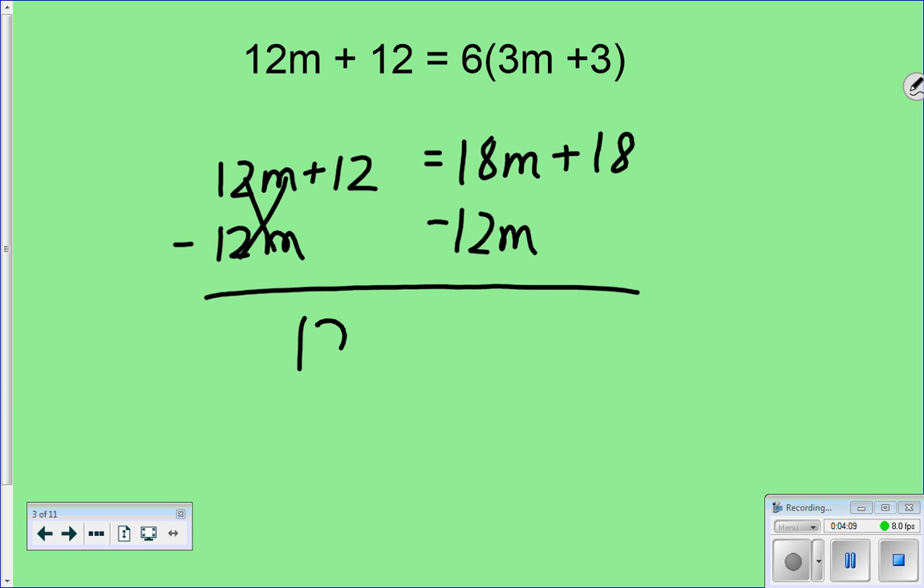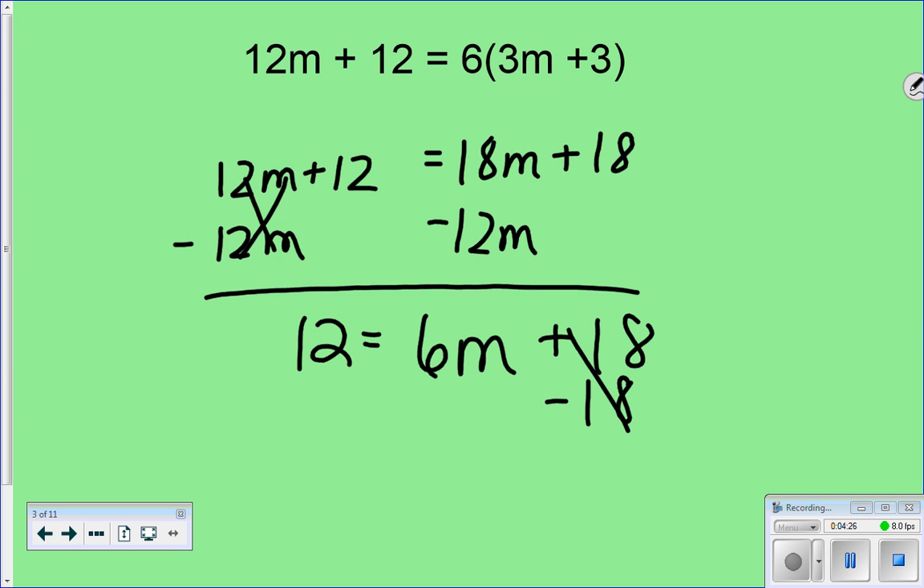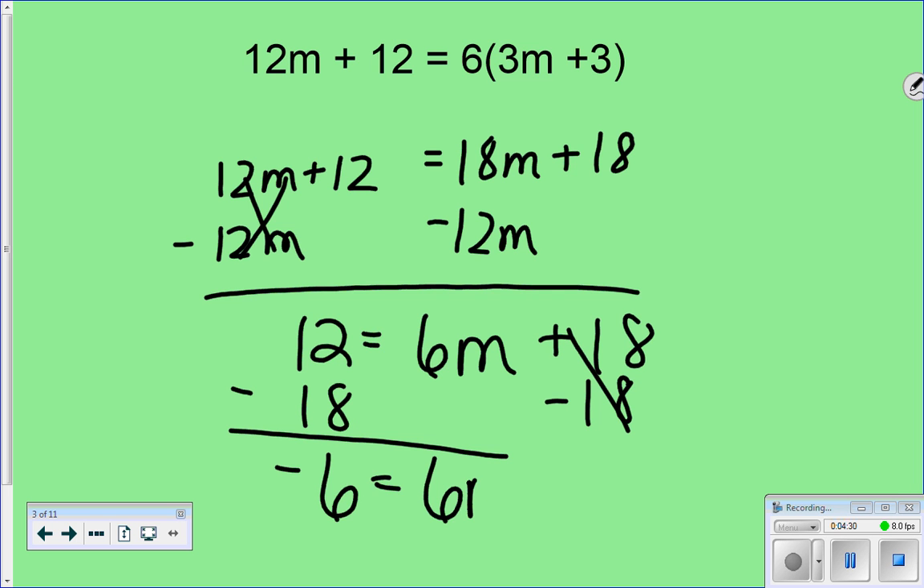Alright, so then I have 12 equals, let's see, 6m plus 18. Now it's a two-step equation. My next thing is I'm going to minus 18 from both sides, remember? Okay, so then it looks like this. This is going to be negative 6 equals 6m.